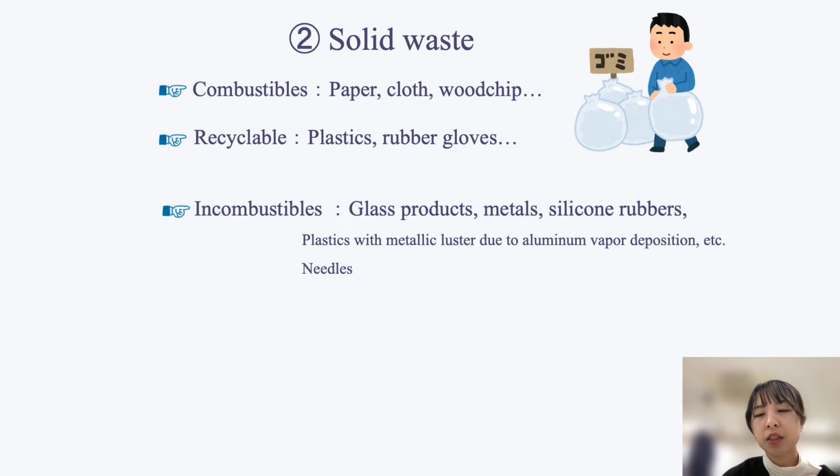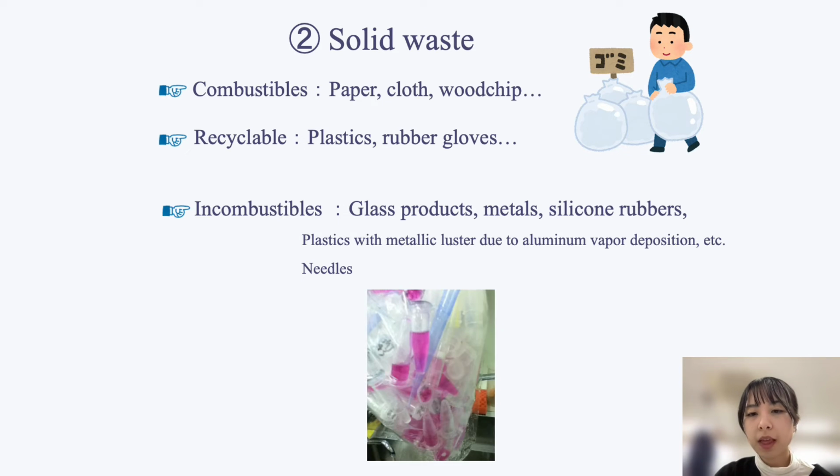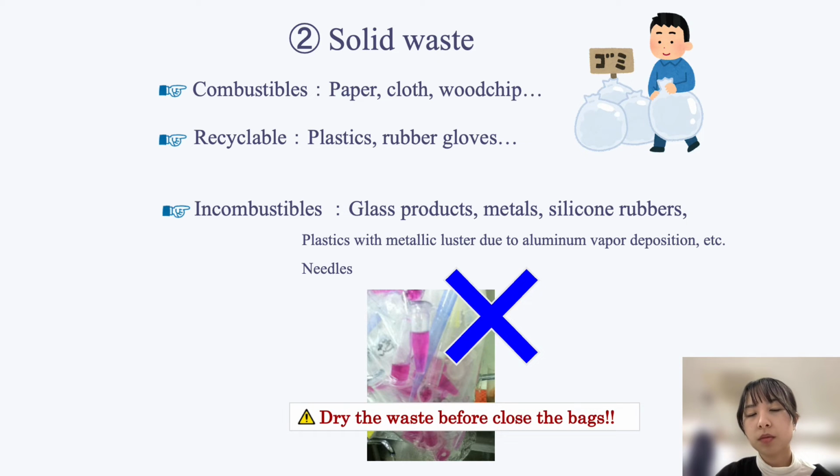Solid waste is separated into combustible, organic, and incombustible categories. Plastic products are normally organic waste, but if they have a metallic luster, even if only partially, they should be considered as incombustible waste, and the waste must be dried before closing the bags.